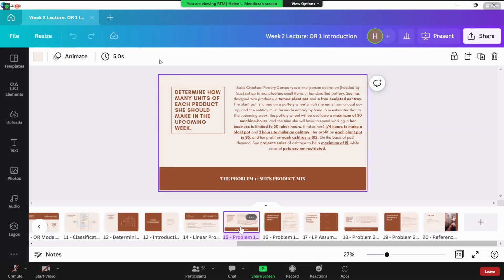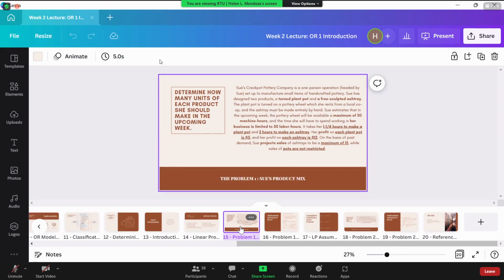It's hard to read when everything is like this. The pot is turned on a pottery wheel which she rents from a local cooperative, and the ashtray must be made entirely by hand. Sue estimates that in the upcoming week, the pottery wheel will be available a maximum of 30 machine hours. So that is the time limit for using a machine. And the time she will have to spend working in her business is limited to 50 labor hours.